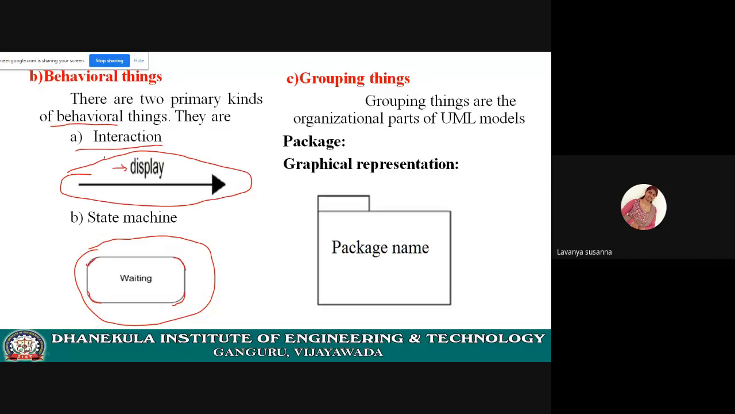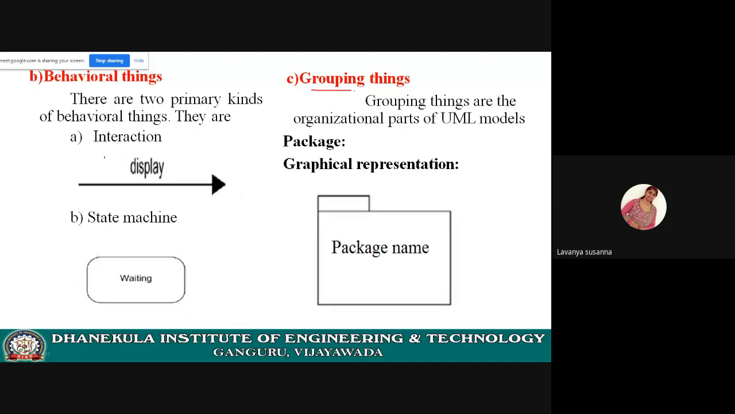You will use this when events are triggered or when there is a change in state of an object, when there is a transition from one state to another state. Remember this: a state machine is used when an event is triggered or when there is a transition, that means the state of an object changes from one state to another. At that time you will represent a state machine. I hope you understood. These are the behavioral things.